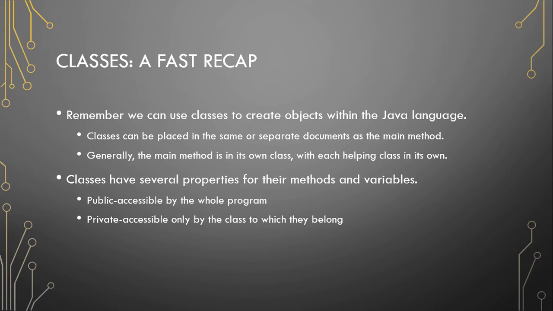Now, classes have several properties for the methods and variables. The 2 most important ones that you should remember are public and private. Public means that they're accessible by the whole program. Private means they're accessible only by the class to which they belong. Again, I'm condensing stuff down really quickly here because we're going really fast. There's some more nuanced stuff that I won't get into completely, but if you have your notes from Program 1, you'll probably be great, because then you can remember all the little nuances.